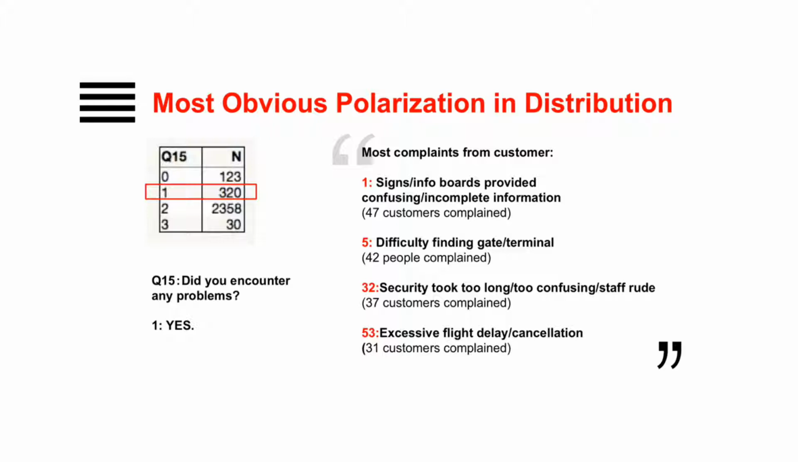After that, we use the distribution to look at the Q15 question, which is: did you encounter any problems? The answer is yes. We found the most complaints from customers are first, signs and info boards that provide confusing or incomplete information, or difficulty finding gates or terminals. There are 42 people complaining about it. The third one is security, with 37 customers complaining about it, and the fourth one is excessive flight delay and cancellation, with around 31 customers complaining about it.